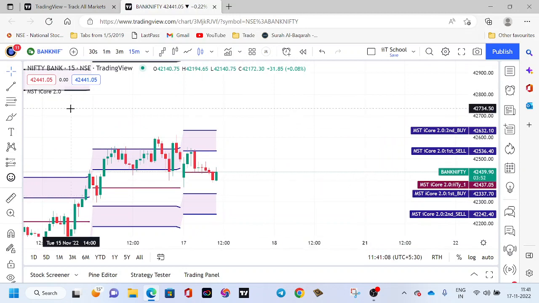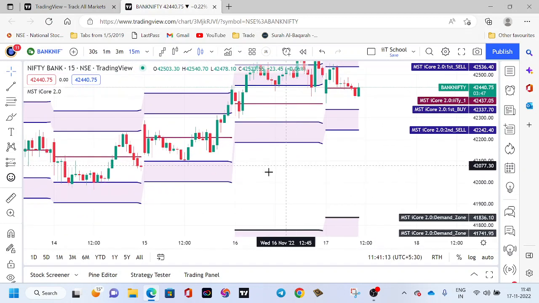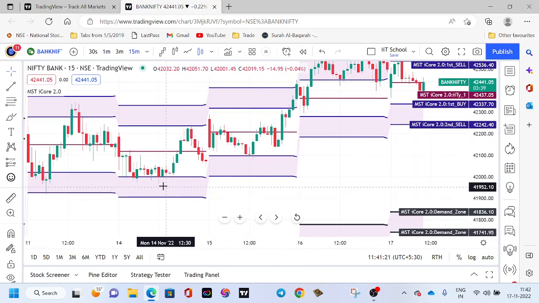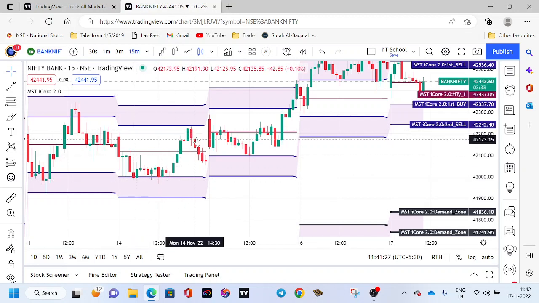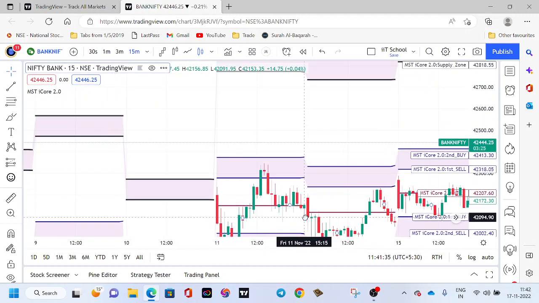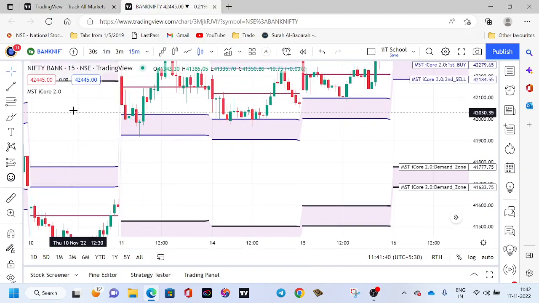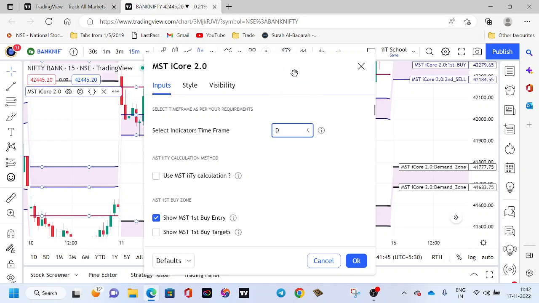So now, let me tell you, see here, on Tuesday 15th November we got a perfect buy entry and all the targets hit. The previous day, 14th November, we got a perfect buy entry, all targets hit, again sell activated, targets hit. The previous day, buy activated, target hit, sell activated, target hit. In the previous day it was a gap up. So if it is a gap up, what you have to do is use D, that is the default, we have to use.